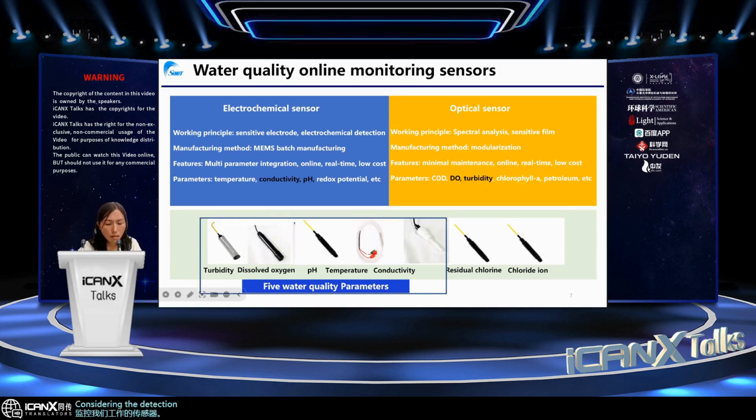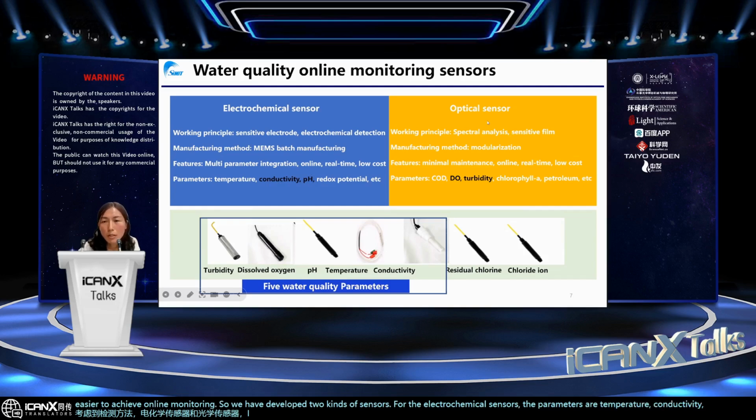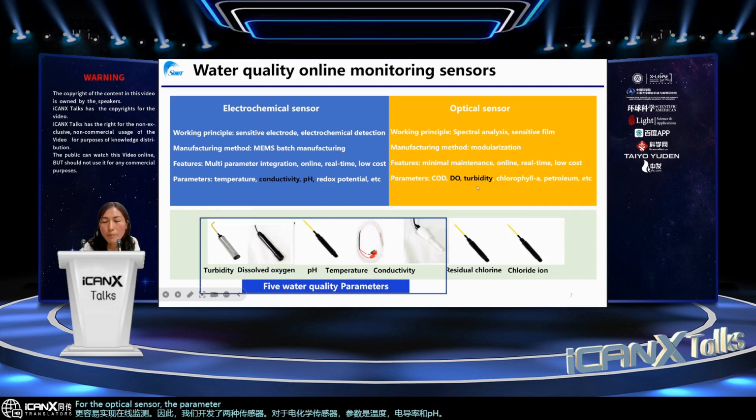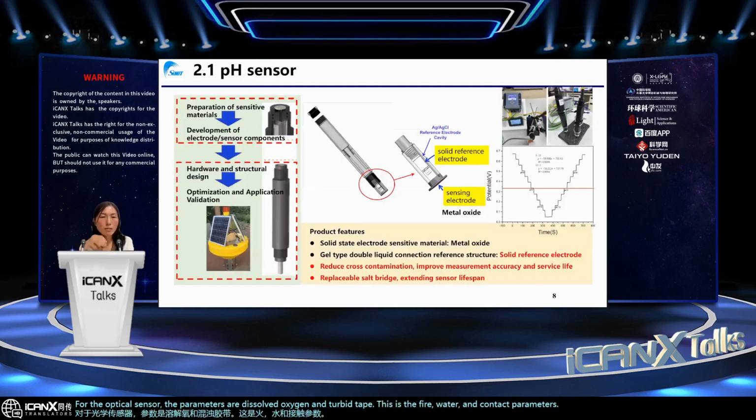Considering the detection methods, the electrochemical sensor and the optical sensor are easier to achieve online monitoring. So we have developed 2 kinds of sensors. For the electrochemical sensors, the parameters are temperature, conductivity, and pH. For the optical sensor, the parameters are dissolved oxygen and turbidity. These are the 5 water quality parameter sensors.